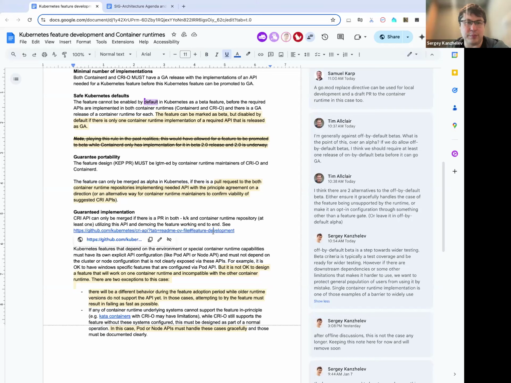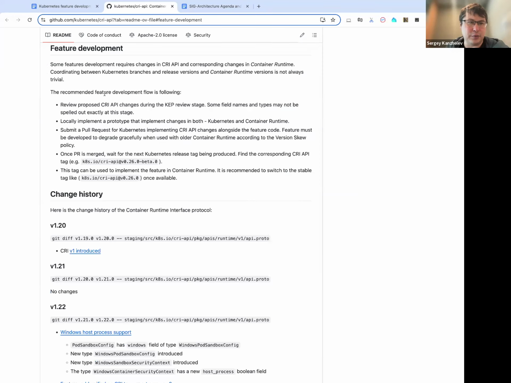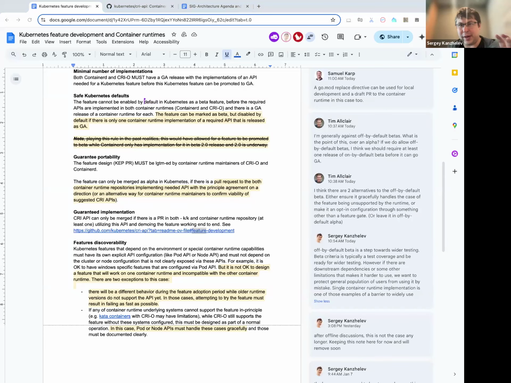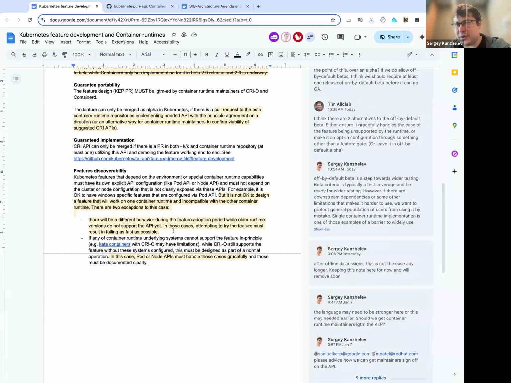There is a document from the past that tried to explain how to do feature development. This is some mechanics of how you get these changes reviewed, and then you import a beta tag of the CRI API in your container runtime, and then implement it in the container runtime, and then you have both of them ready together. And the mechanics of what goes and gets merged first is separate from having all the PRs ready. And the last one is, as I said, the item where I want to get most of the feedback from this group: feature discoverability.